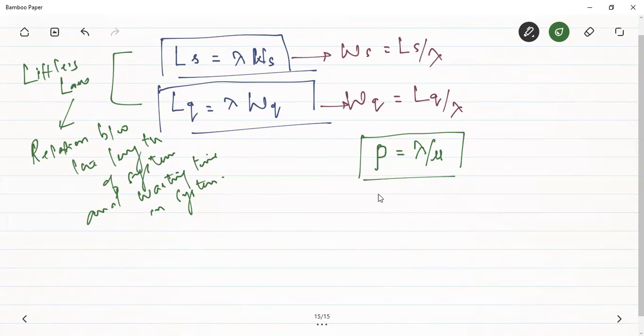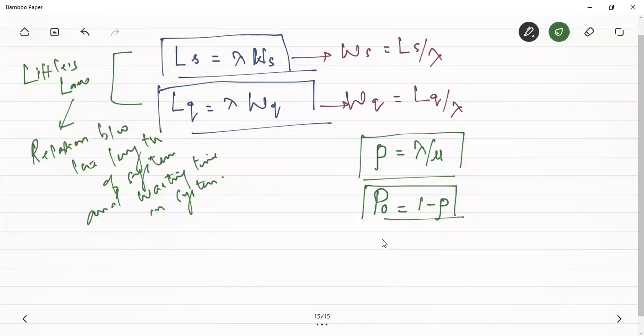After that we studied the probability that there are zero customers in the system, that there is no customer in the system, or the server is idle. That is given by 1 minus rho. It gives the probability that there is zero customer in the system, or the probability that a new customer arriving does not have to wait. Does not have to wait means the server is idle.